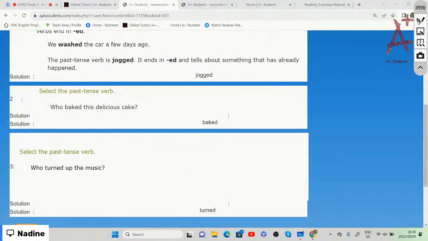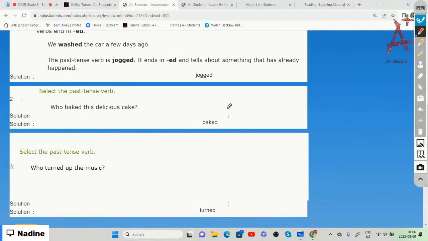Who baked this delicious cake? We need to select the past tense verb. Who baked this delicious cake? So if we select, right, the past tense verb, then we can say baked. That also ends in ed. So baked is our past tense verb. And as you can see, baked ends in ed.